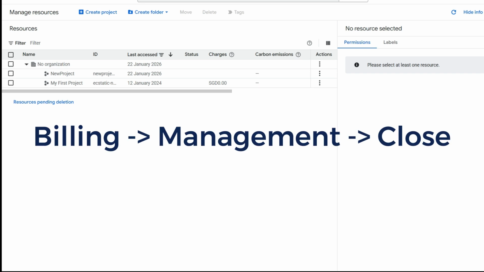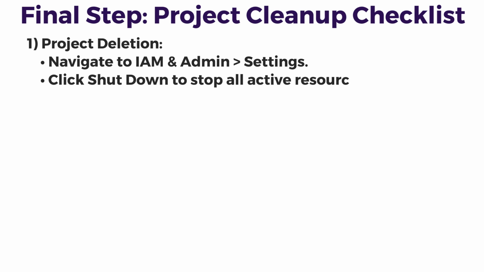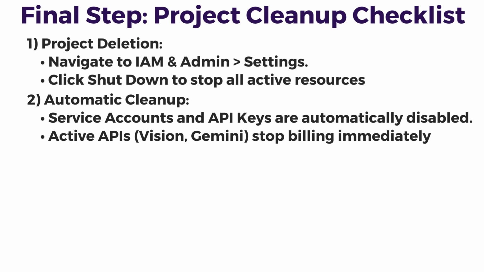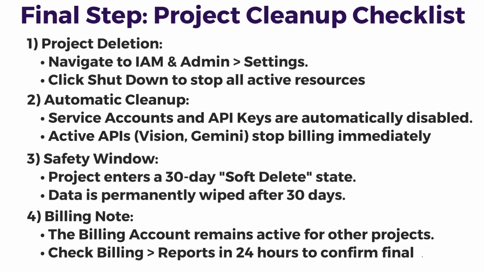If you want to completely remove your credit card from Google Cloud, you must go to Billing, Management, and close the billing account separately. To wrap up, let's look at what we actually did. Shutting down the project stops all active billing for it, and it automatically revokes your service keys. You have 30 days to recover it if you change your mind. Just keep an eye on your final billing report tomorrow.